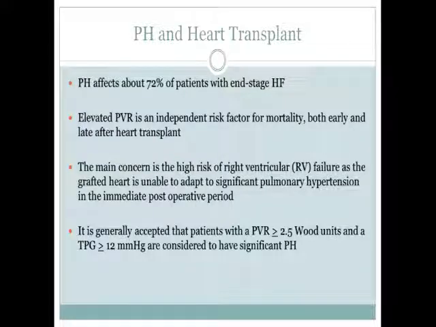And the actual degree of pulmonary hypertension that precludes cardiac transplant is controversial because there's a continuum, but basically it's decided that patients with a PVR of greater than 2.5 and a transpulmonary gradient of greater than 12 are considered to have significant PH, meaning that they have a known increased risk of early post-transplant death.